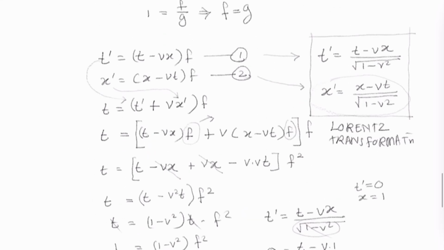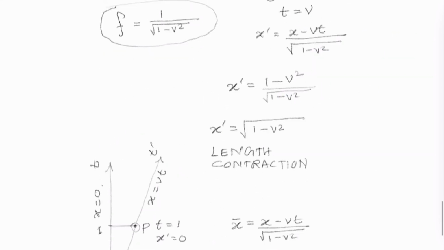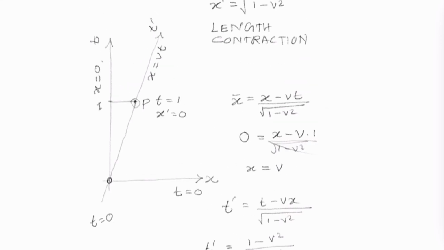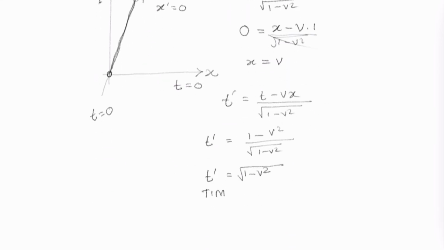So let's apply this to t bar. t bar equals (t minus vx) over square root of 1 minus v squared. t is 1, minus v times x, which is v squared. So t bar is equal to the square root of 1 minus v squared. So in your frame of reference, my clock is running slower. This is the time dilation.